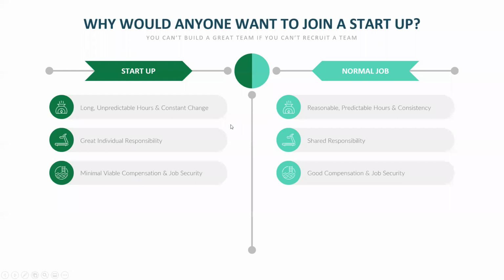There's also, we call it minimal viable compensation, right? And minimal viable job security. When we started out at CourseKey, we were all 1099 contractors and we were all subject to be fired at the discretion of the company. And we all paid ourselves as little as we could possibly pay ourselves in order to put more money into the business to grow our business.